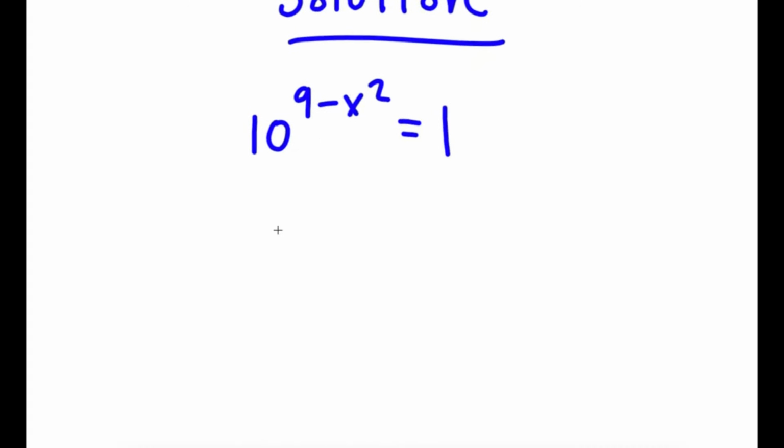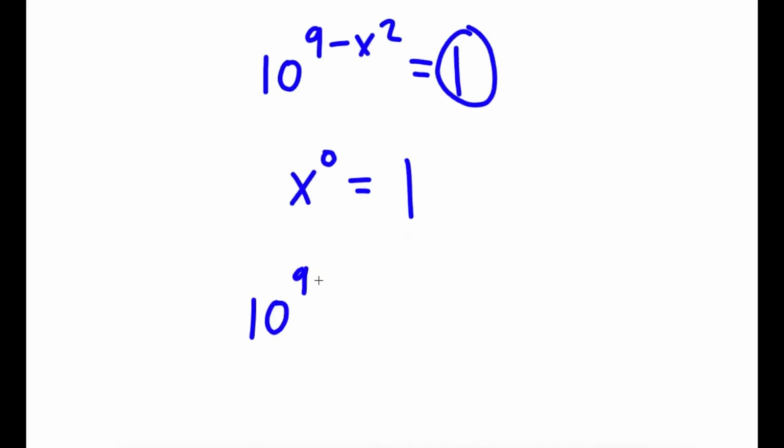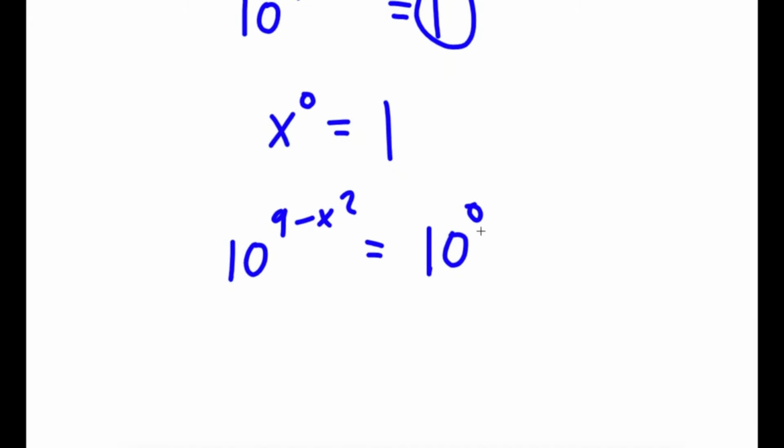if I have something in the form x to the power of 0, well, any number to the power of 0 is simply 1. So we see 1 here, and 1 is the same thing as a number to the power of 0. So I'm going to rewrite 1 as 10 to the power of 0. So now I have 10 to the power of 9 minus x squared is equal to 10 to the power of 0, because 10 to the power of 0 is the same thing as 1. And the reason I did this is so that these two bases here are the same. Now as you see, they're both 10.